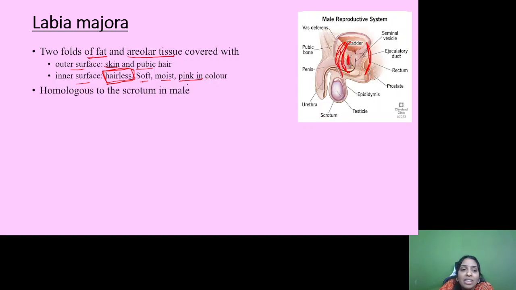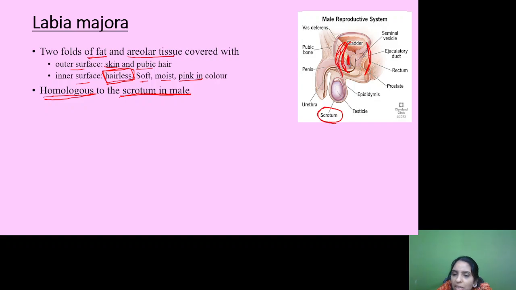Next, what is the importance? This is also very important: how to differentiate between the male and female reproductive organs, and how the female reproductive organs are similar to the male ones. In females and males, the labia majora is homologous, meaning similar, to the scrotum in males. I'll show the diagram of it in the coming slides. The labia majora is similar to the scrotum in the male.